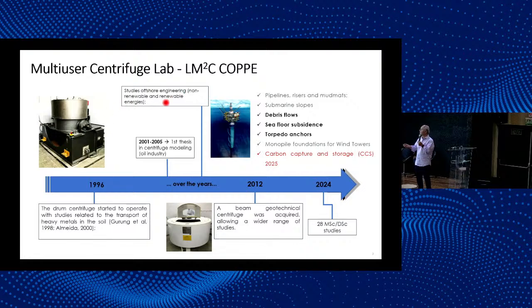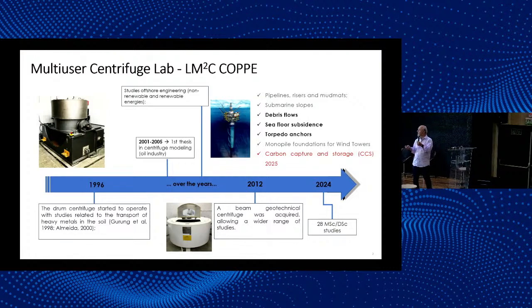And then we have been doing studies of offshore engineering involving renewable and non-renewable energy. And in 2012, we acquired a second centrifuge. That is a drum centrifuge, and the first one is a beam centrifuge.